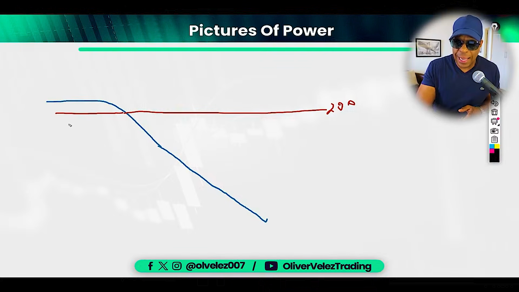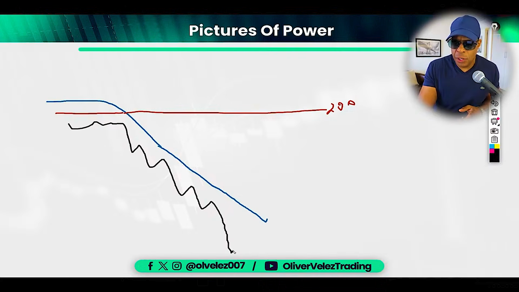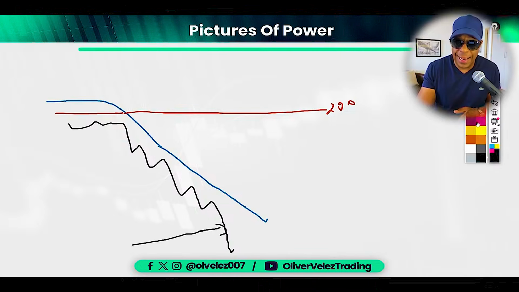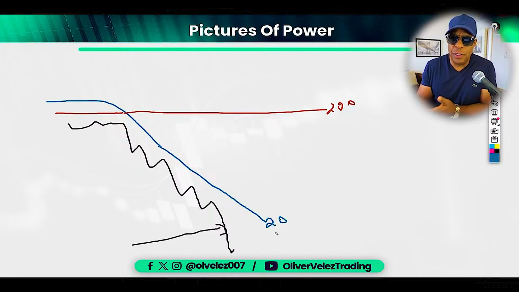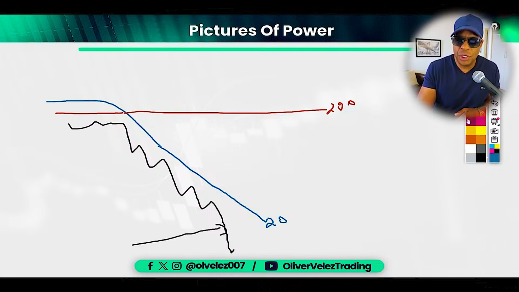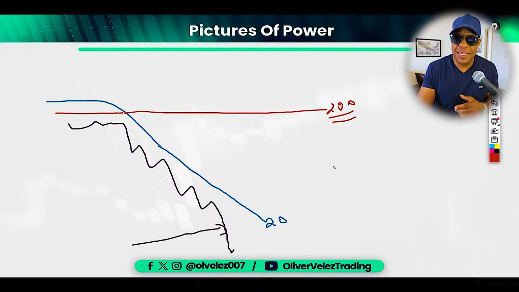So in this case, your stock is under a declining 20-period moving average. Your declining 20-period moving average is under a flattish 200-period moving average. And this is the bear. This is the bear picture of power.